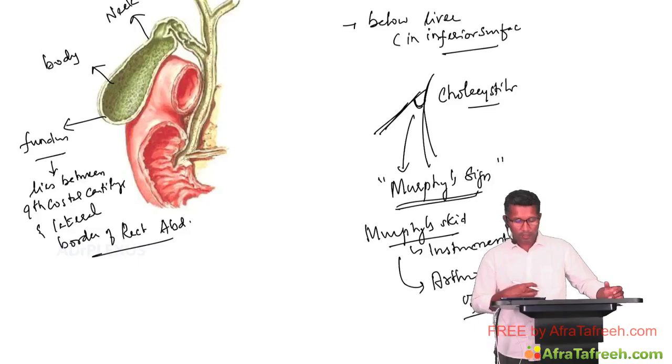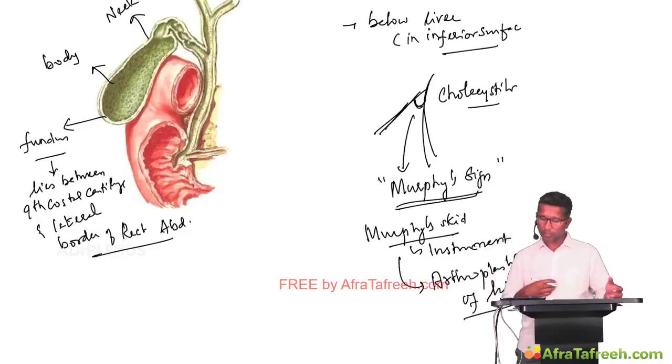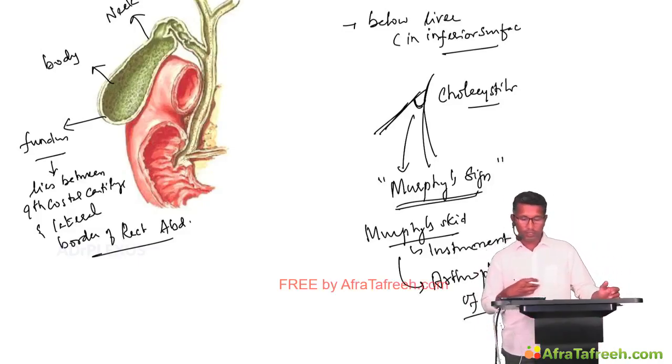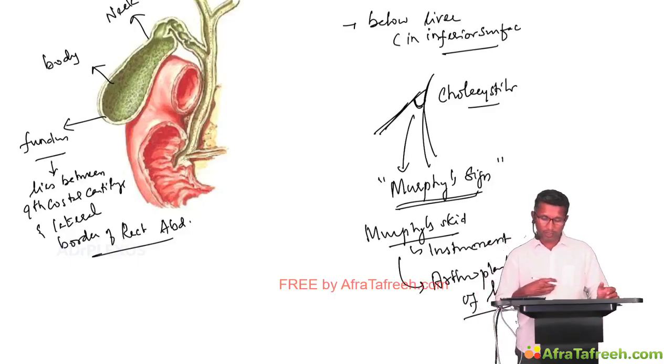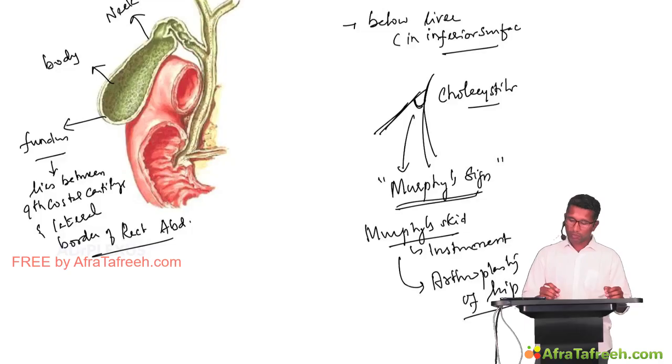Yes, Ashish, I think you have got a doubt, so I'll try to rectify the doubt in the latter part of the class. So there is a sign which is called Murphy's sign.